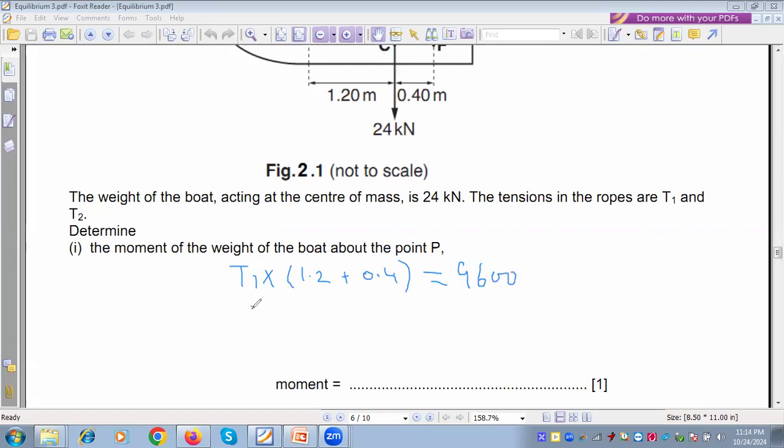So T1 equals 9600 divided by 1.6. That is coming 6000. So the tension in that rope, T1, is 6000 Newton.